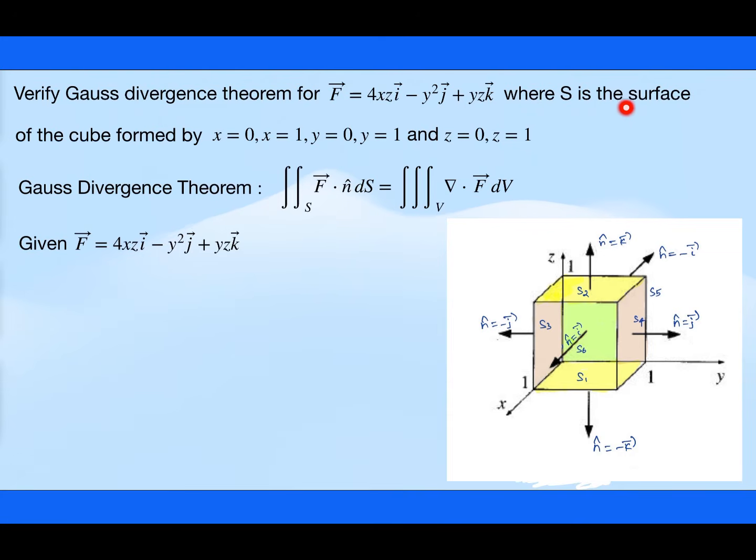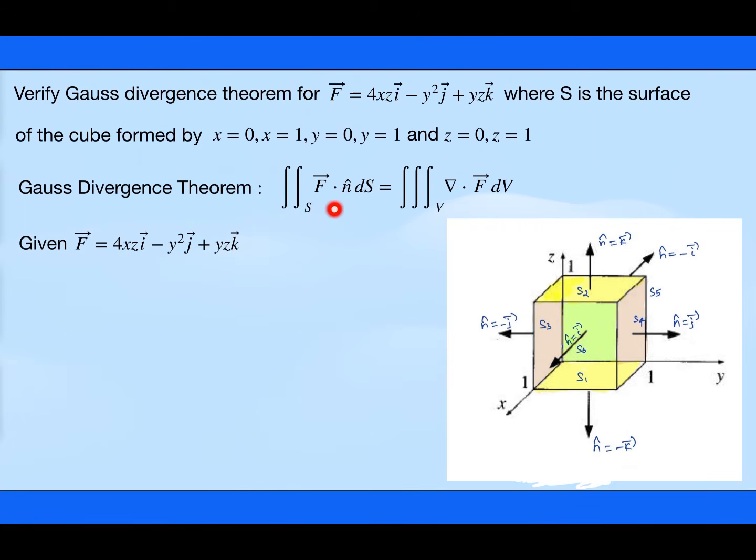vector, where S is the surface of the cube formed by x equal to 0, x equal to 1, y equal to 0, y equal to 1 and z equal to 0, z equal to 1. And we know that Gauss Divergence Theorem is double integral over the surface f vector dot n cap ds equal to triple integral over v del dot f vector dv.